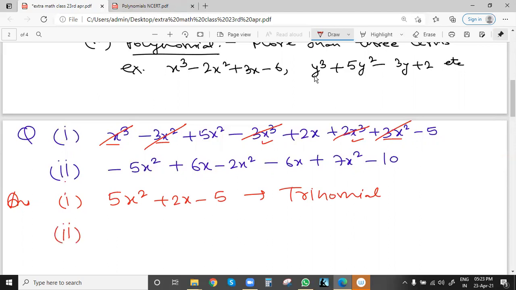Second one, similarly, 6x and 6x will cancel. Minus 5x square minus 2x square will be minus 7x square. So minus 7x square will cancel with 7x square. Only minus 10 will be remaining. Minus 10 means only 1 term, that is a monomial. That is a monomial. Understood?